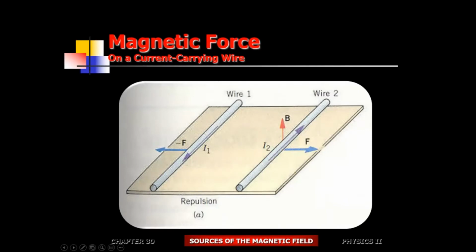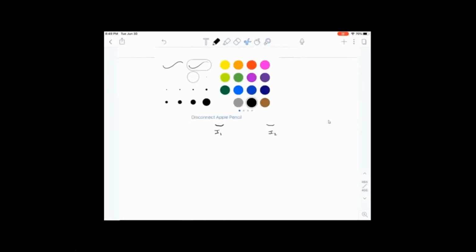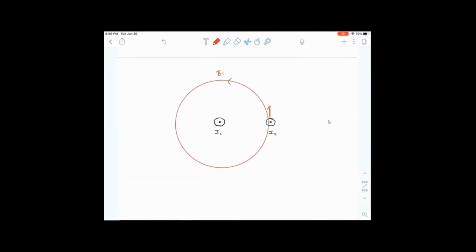All right, if the currents are moving in opposite directions, this time the magnetic force is going to cause a deflection. All right, so mathematically, it's the same thing.